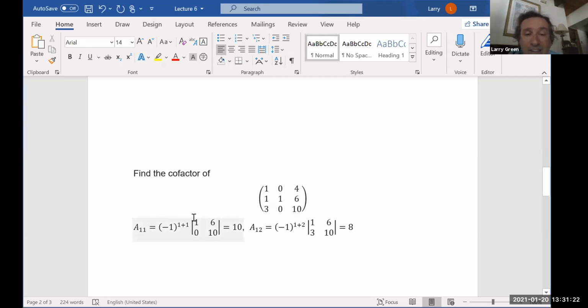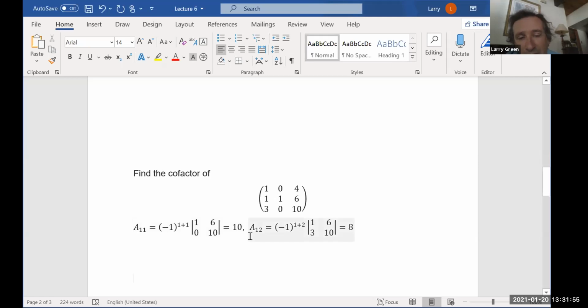Then I take the determinant of this 2 by 2, and my recommendation is memorize that. So it's 1 times 10 minus 6 times 0. Okay, good. AD minus BC. And negative 1 to the 1 plus 1 is 1, right? Negative 1 squared is 1. 1 times 10 is 10, minus 6 times 0 is 10 minus 0, and that's 10. Any questions on that?